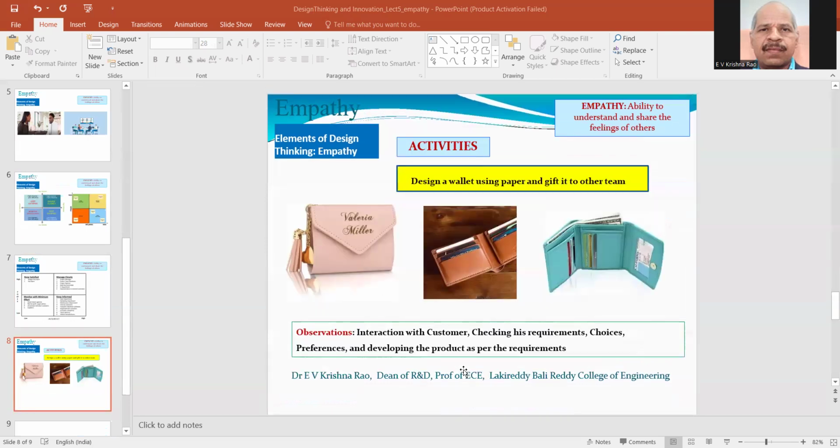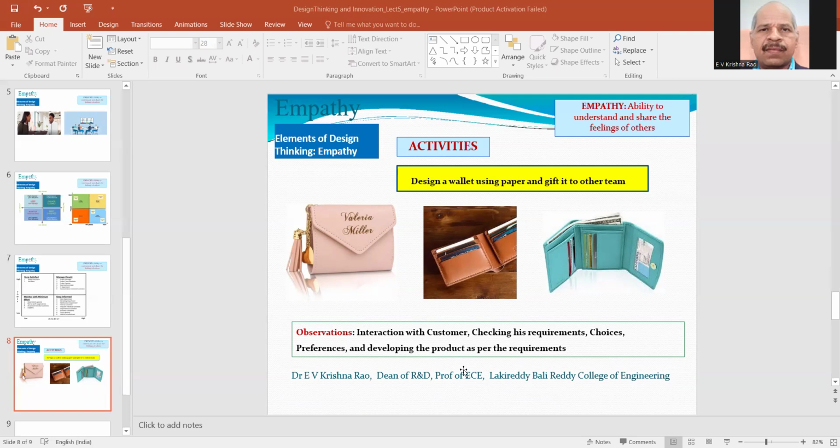For example, to design a wallet for the customer's need and expectation, what are the requirements and the choices? Engage with the customer, interact with the customer, put a questionnaire, interview the customer, and find out the preferences and the things that are required to develop that product. So you put a map, interest versus power or influence. Who are the people involved?